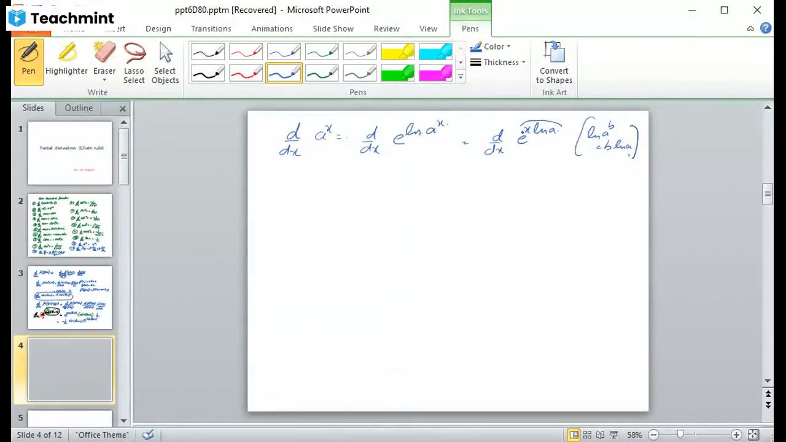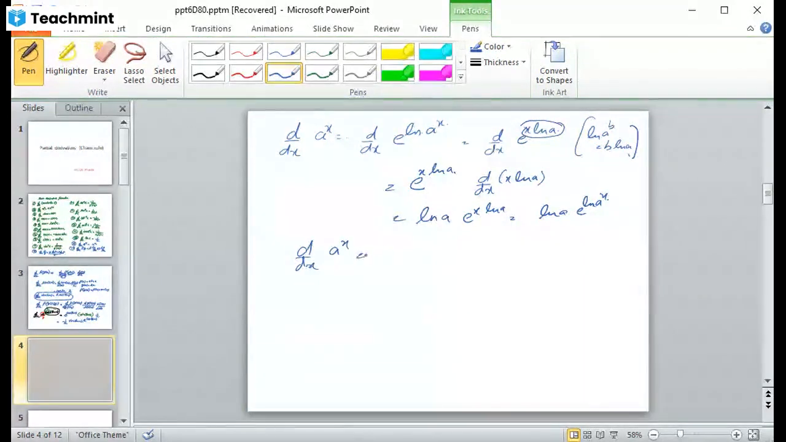Your first function is exponential and the second function is log a x. So what is the derivative of exponential? It is e raised to the power x log a. And then the derivative of x log a with respect to x is log a. So the answer is log a times e raised to the power x log a, which is log a times e raised to the power log of a^x, and exponential and logarithmic are inverse of each other. Hence, the derivative of a raised to the power x is a^x log a.